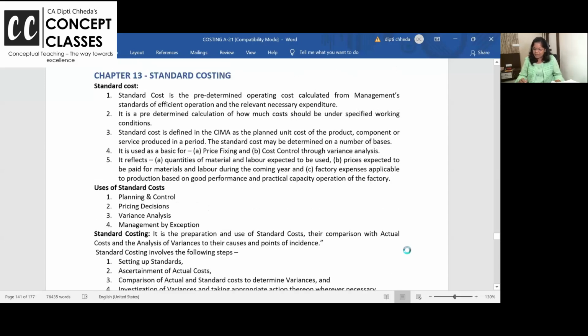Standard cost is a predetermined operating cost calculated by management standard. It is like fixed, predetermined: how much the cost should be.